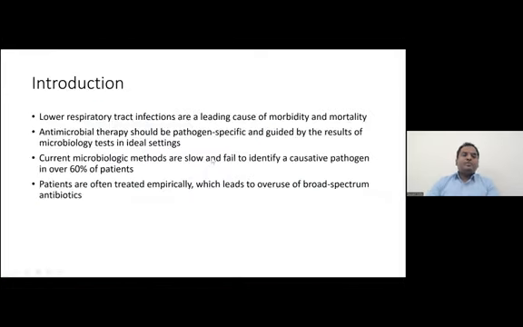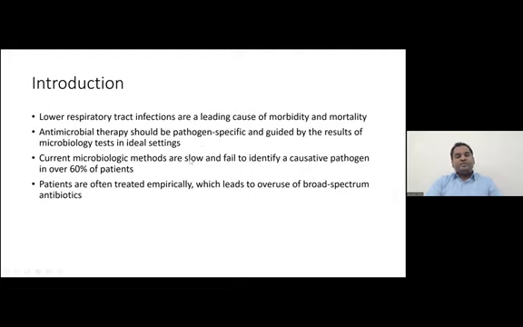So, we see LRTIs, as we have seen, are a leading cause of mortality and morbidity. And the problem with most of such diagnoses is that we tend to give a lot of empirical antibiotics, which will lead to overuse of antibiotics. And we need to have something which will lead to a pathogen-specific therapy.